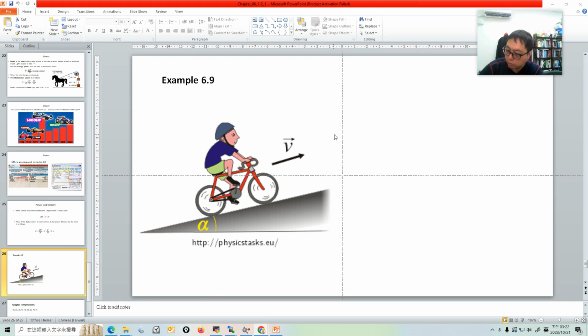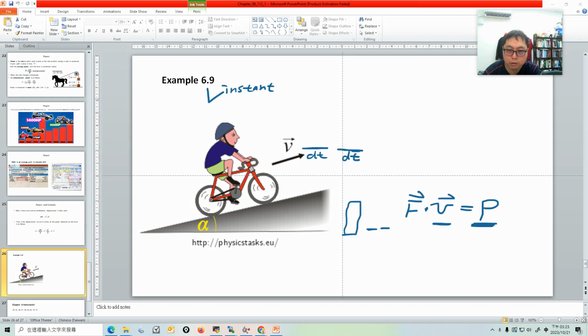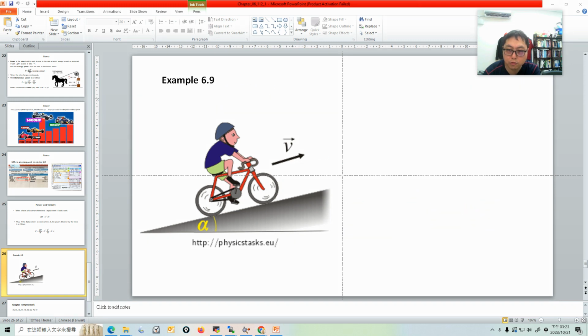I'm going to demonstrate an example from the textbook, and it's about the calculation of power. It's a biking problem on an inclined surface. Here we have a person biking on an inclined surface, and the inclined angle is 5 degrees. That's quite small.